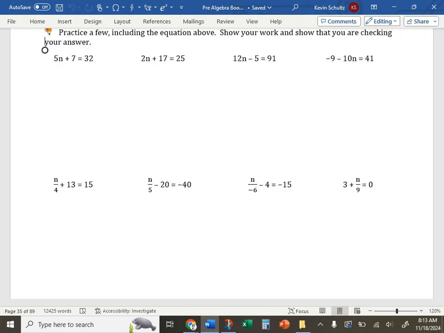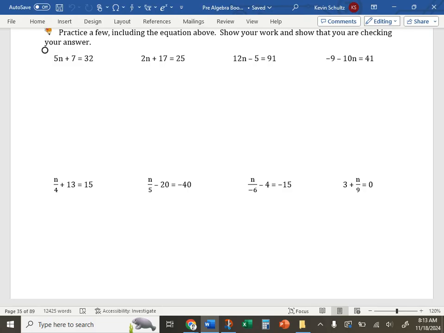And who remembers, you've got this level of either addition or subtraction, and then you've got some multiplication or division. Which one do you do first? Or I say, which one do you undo first? Do you start with the addition or subtraction, or do you start with the multiplication or division? Who recalls?